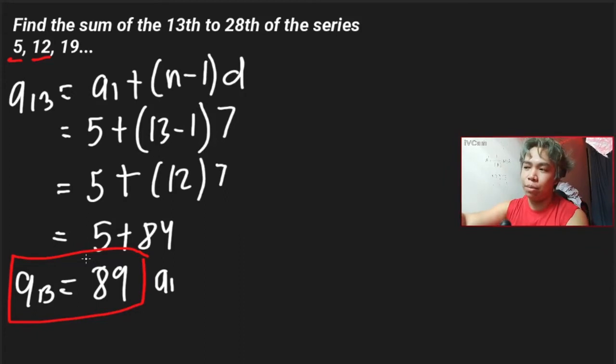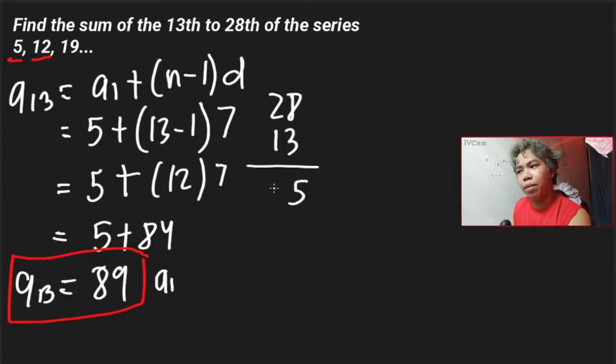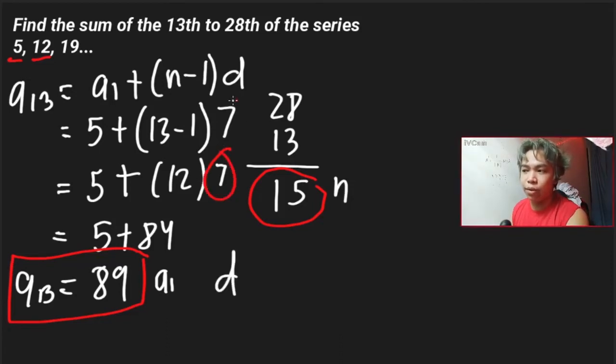Now, eto na. Ilan ba from 13 to 28? 28 minus 13 is 15. Ibig sabihin, 15 steps mula 13 hanggang 28. Ayun yung n. And then alam na natin yung d. D nga ay 7. Ayun na yung mga necessary information na kailangan.